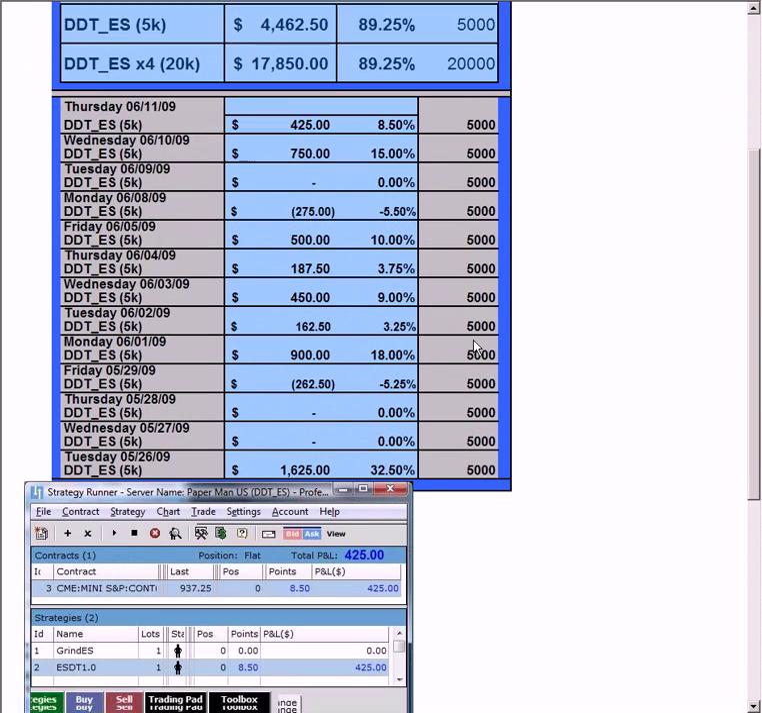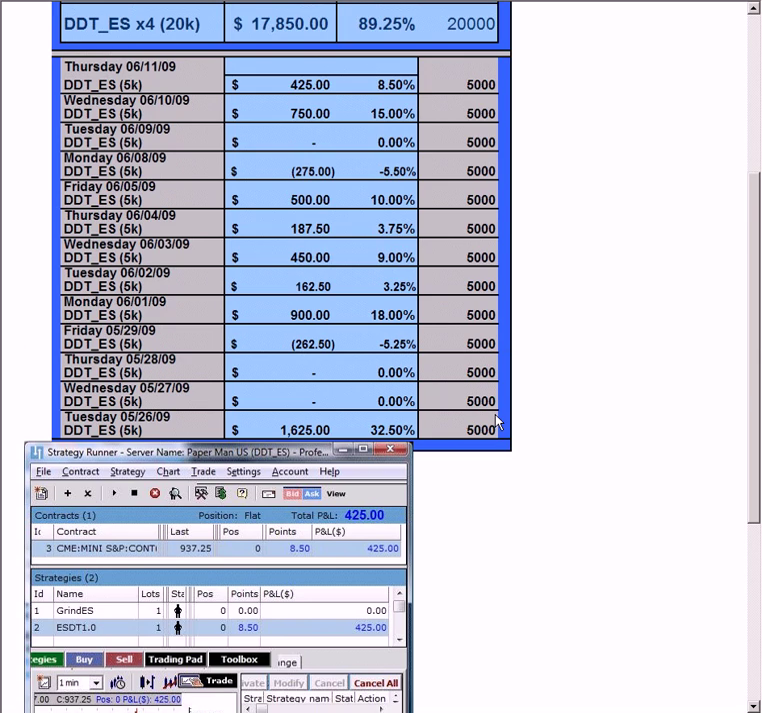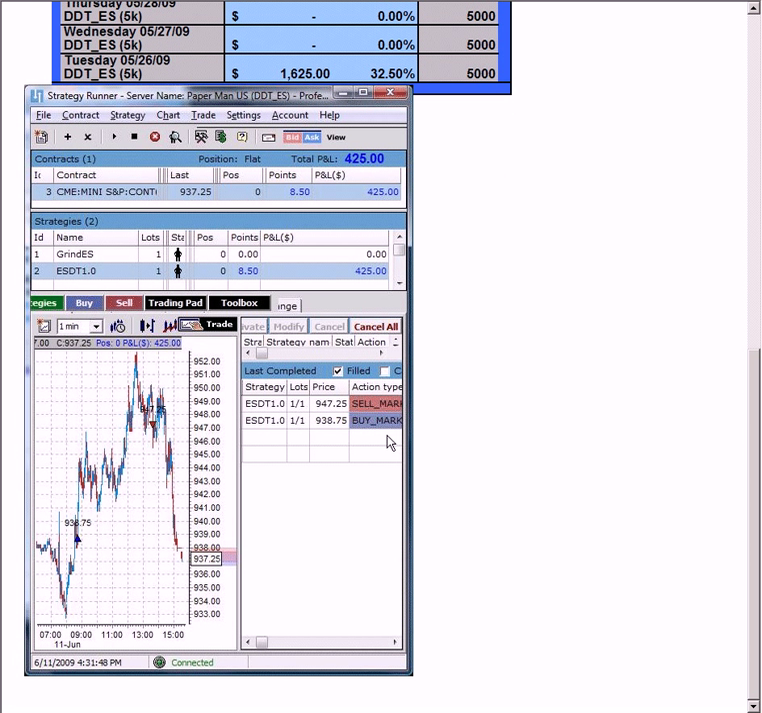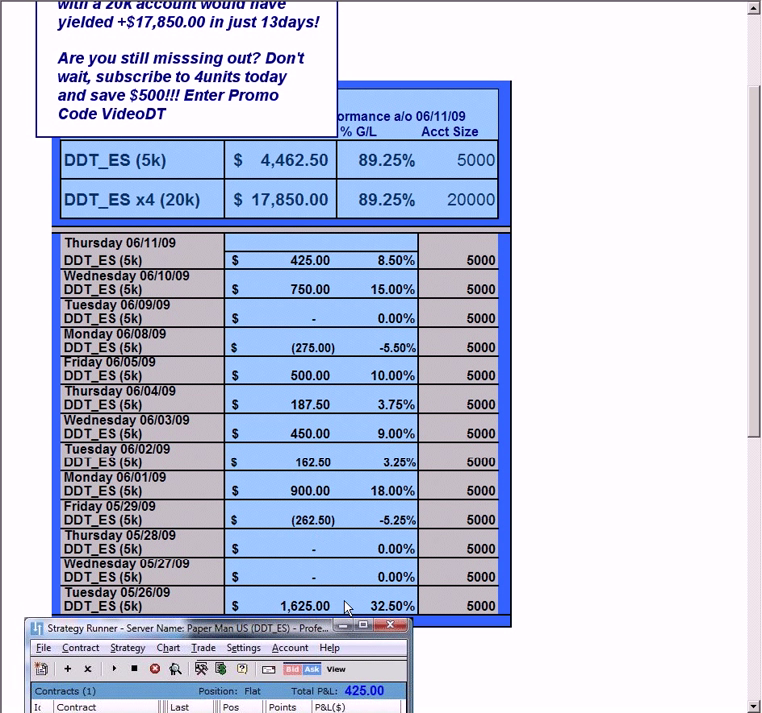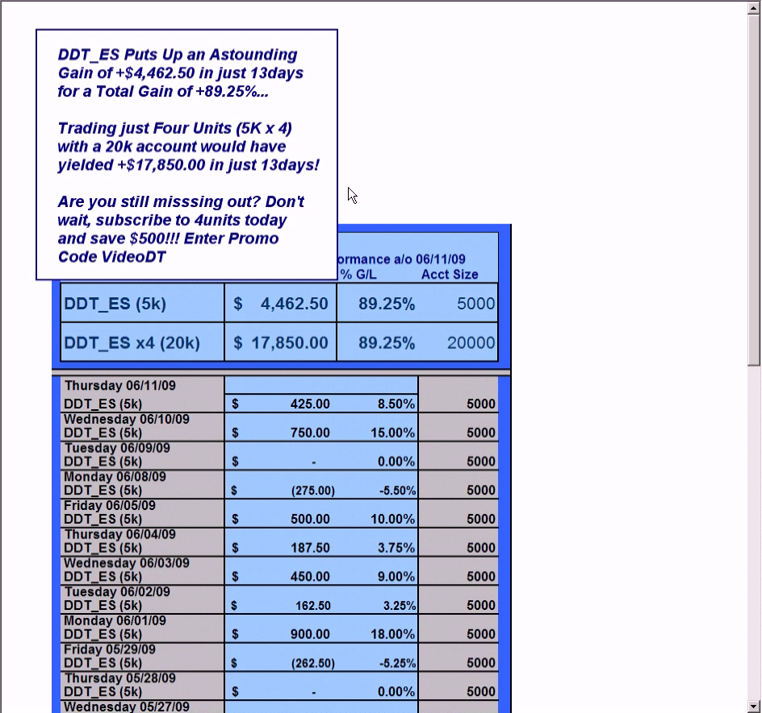Another 425 yesterday. There you see 425 yesterday. Nice long setup and then trailing out before the big move. That was the 11th, 611. And here's just the last trades over the last 13 days. No trade that day, no trade these 2 days. Just putting up impressive winners has been the Dual Day Trader ES, 89.25% for the Dual Day Trader.